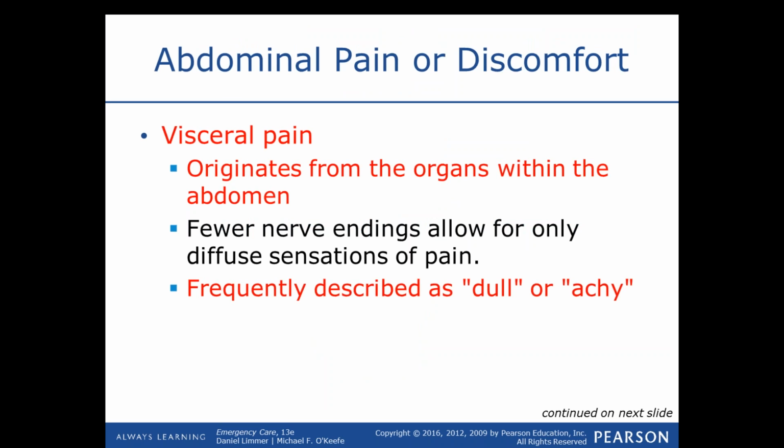Abdominal pain and discomfort, again, related to that, we've got visceral pain and we've got parietal pain. Visceral pain originates from the visceral peritoneal cavity, so it's going to be originating from the organs themselves. There are not a lot of nerve endings, so they only allow for diffuse sensations. A lot of patients will describe this as dull or achy. The way I remember it is they almost always use their open hand. As you can see, I'm the world's worst artist, but they will use their hand over their stomach to describe where that pain is, because it's real broad and not very specific.